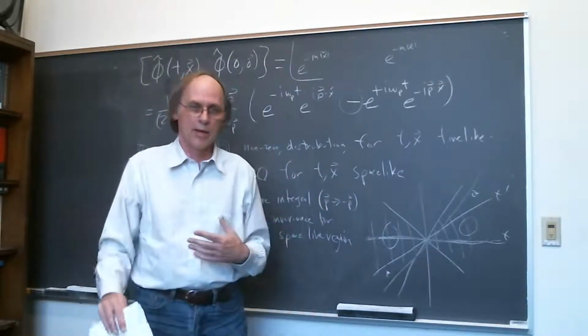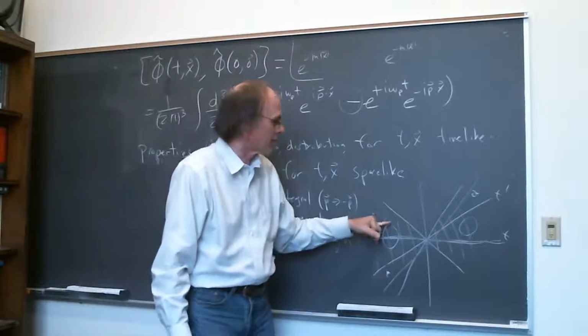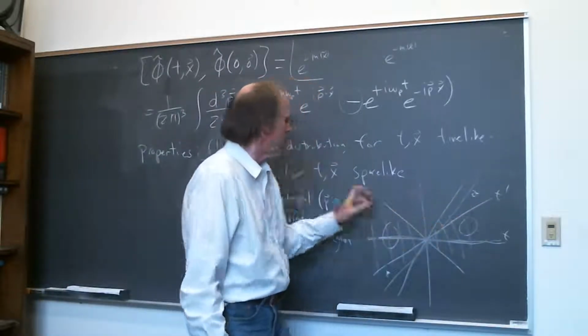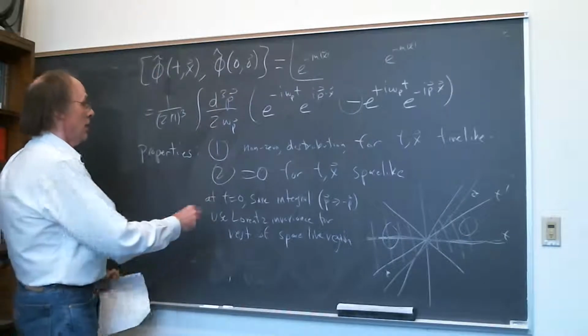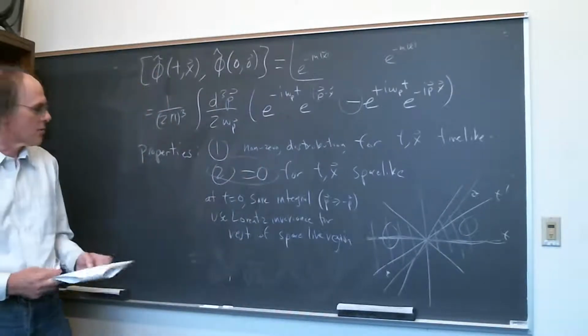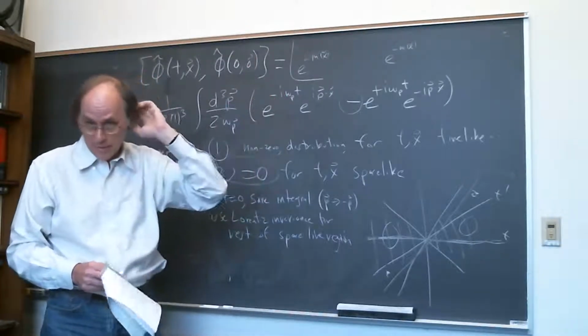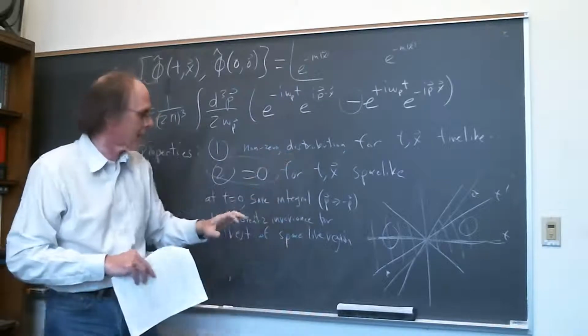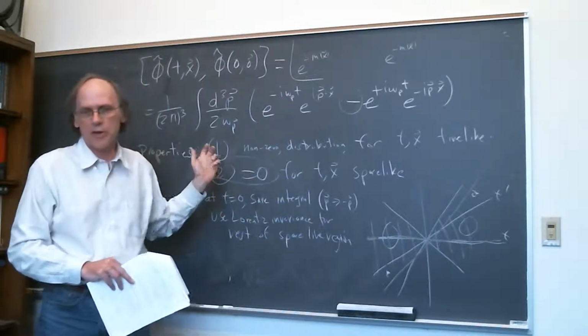So if you want to be able to make sense of the world with causality, you have to have this kind of condition. And this is a condition that you can actually check and calculate for the free field theory. It's actually true even if you have an interacting field theory.